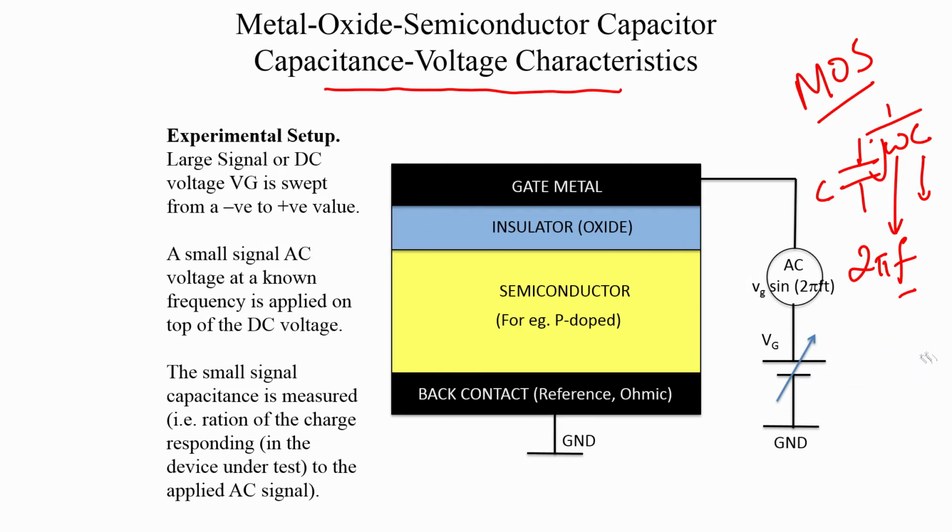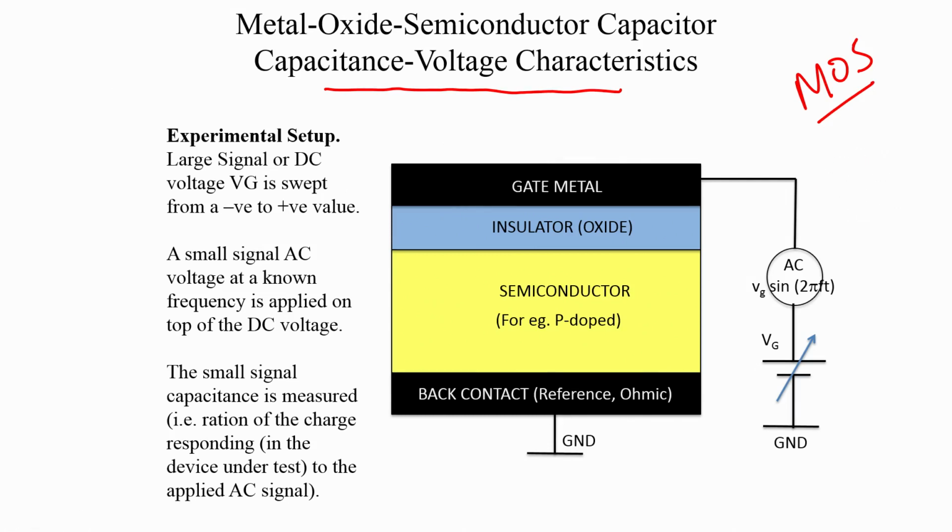There are many instruments that will measure the capacitance for you in a very accurate manner. Our investigation here is not the development of instrumentation to measure the capacitance. Let us assume that we have an accurate estimate of the capacitance, and we are trying to guess what the capacitance will be based on our understanding of the MOS capacitor. So, this is our experimental setup.